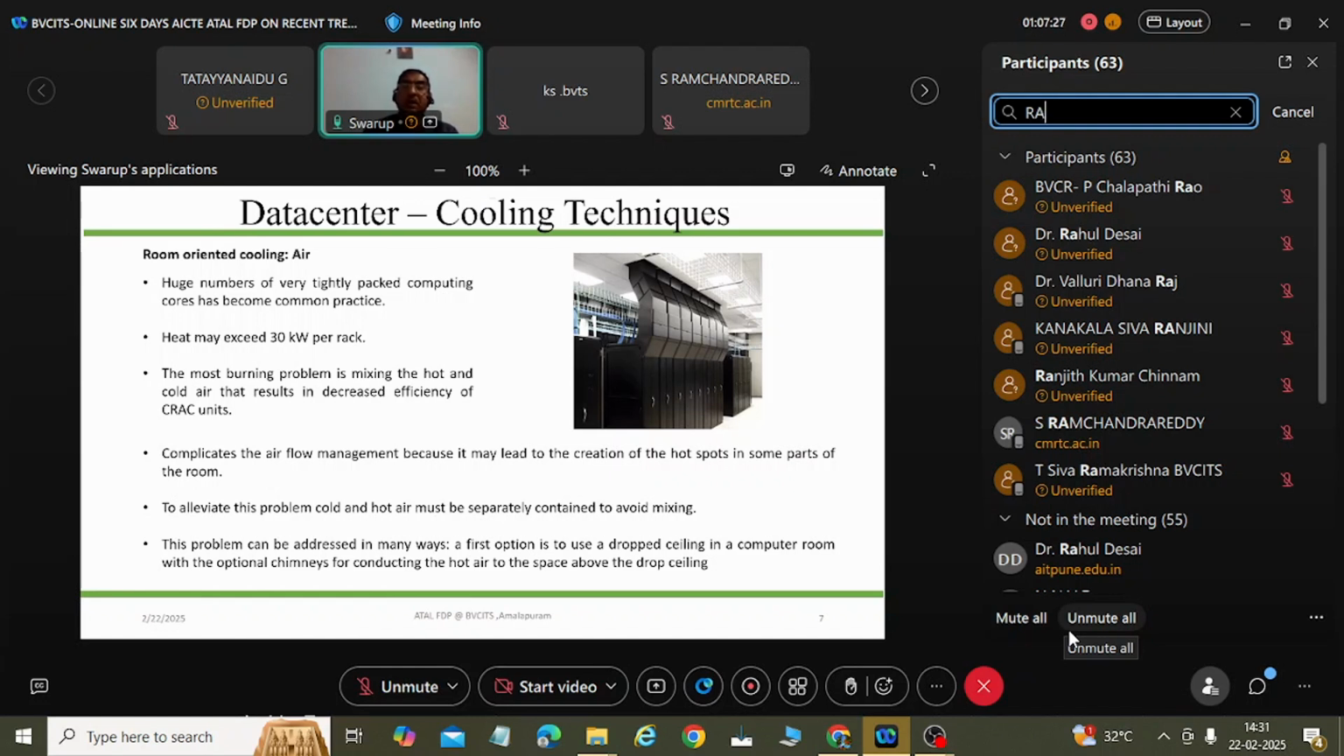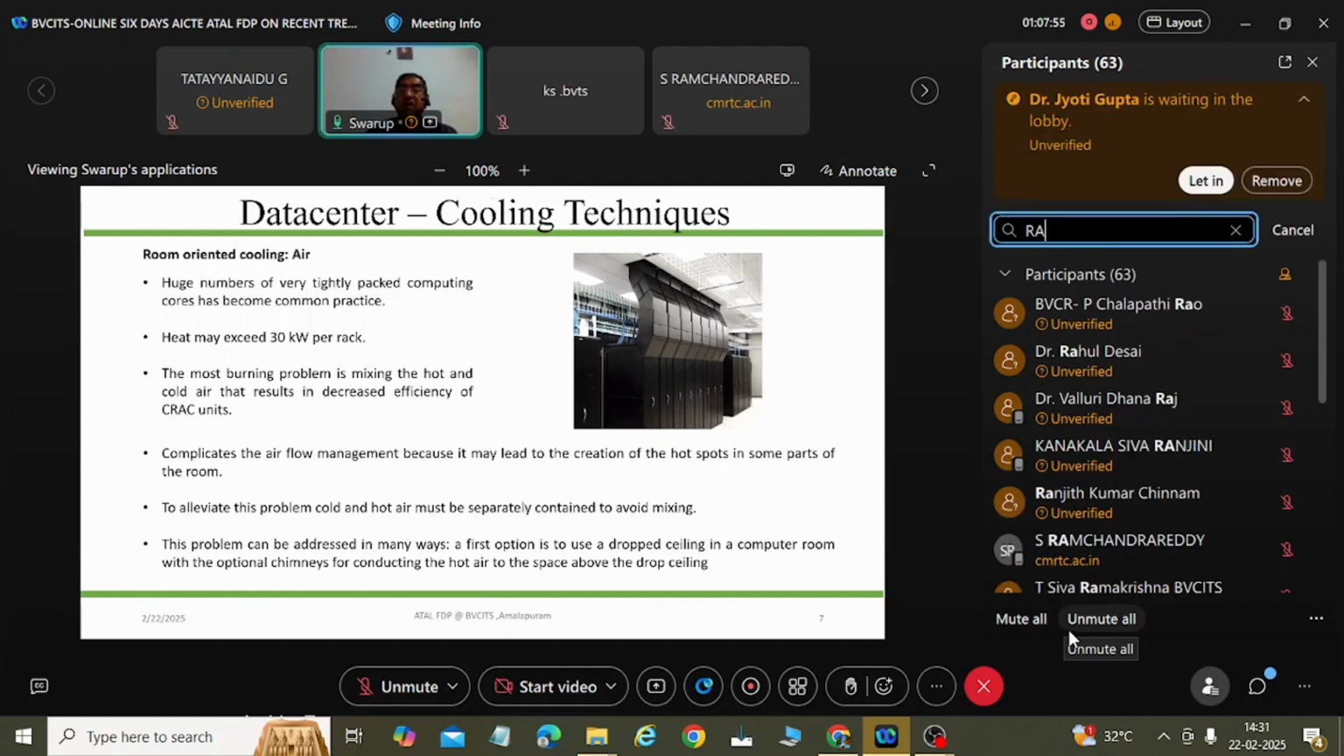So they ensure that a chamber is made. If you can see this on top of the rack, the chambers are made in such a way that the hot air, which is always lighter, escapes to the top and is then sucked by the PAC, pressure air conditioner, and the cold air is coming from the bottom. That is how the airflow is designed. These chambers are made to ensure that the hot air is not mixing with the cold air.